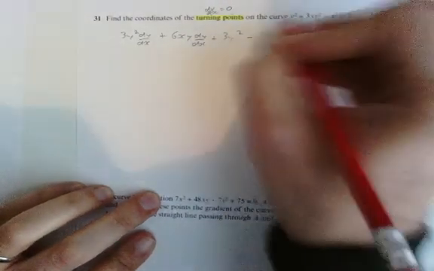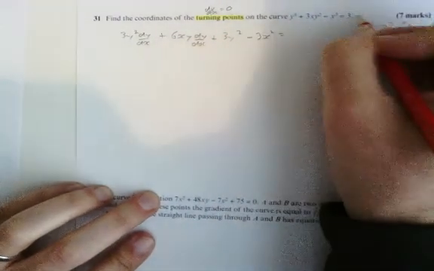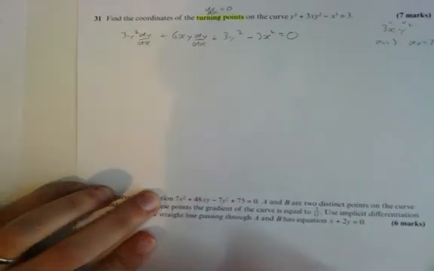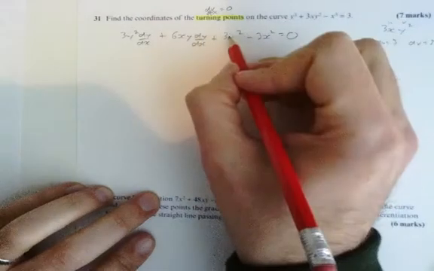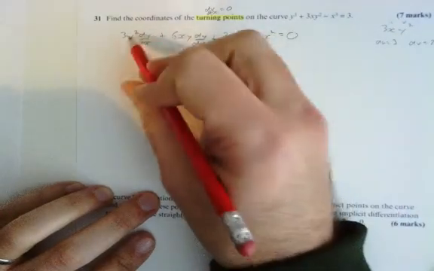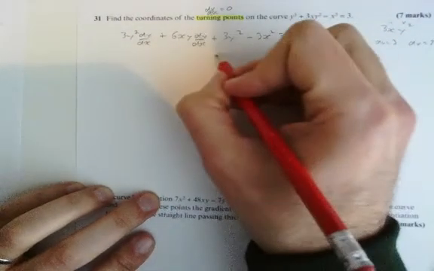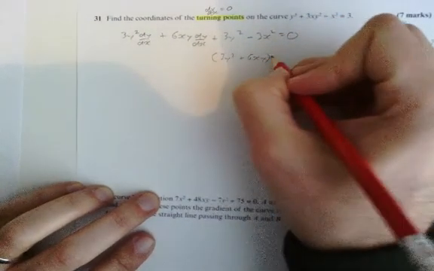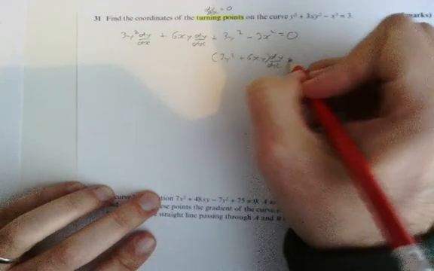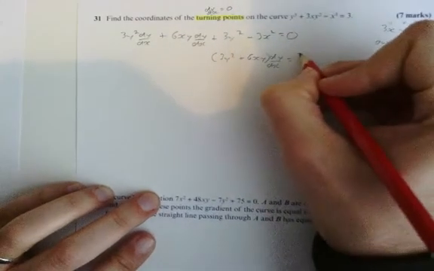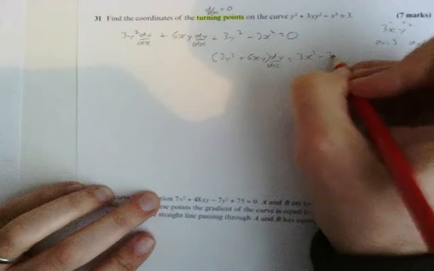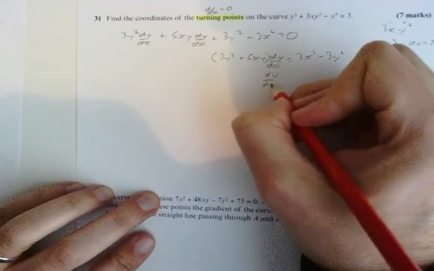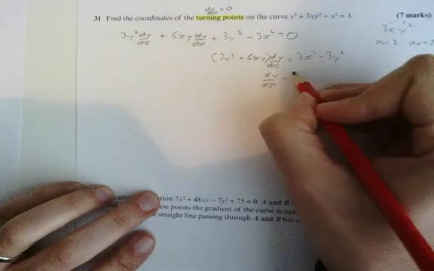Minus, differentiating this thing is going to be 3x squared. Equals, differentiating 3 is 0. Okay, so that's what I need. I now need to isolate the dy by dx's, so I'm going to take these two terms over to the other side and then factorise out dy by dx from those two. So that's going to give me 3y squared plus 6xy, dy by dx on the left hand side, and 3x squared minus 3y squared on the right hand side. So dy by dx is going to equal that over that.